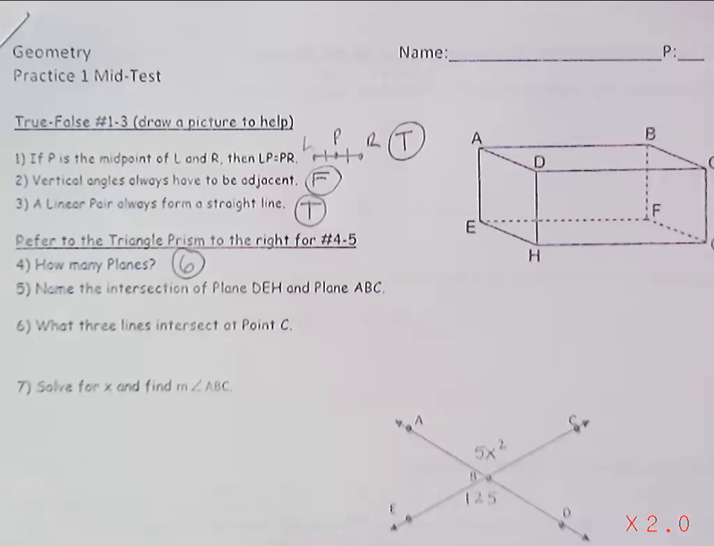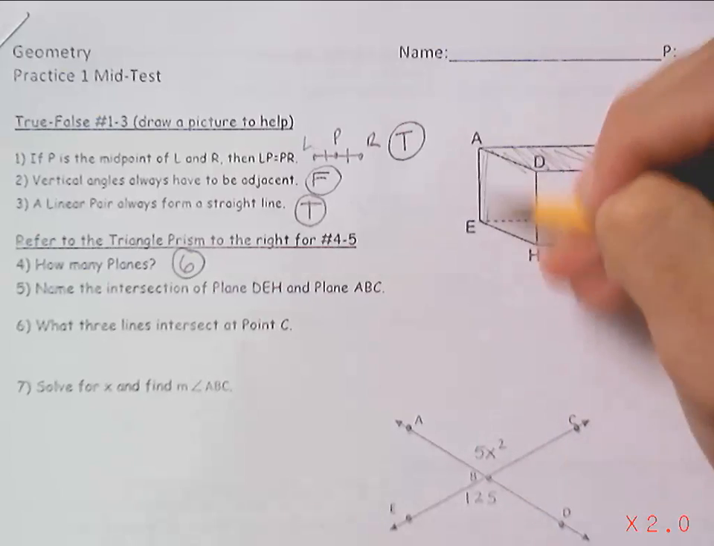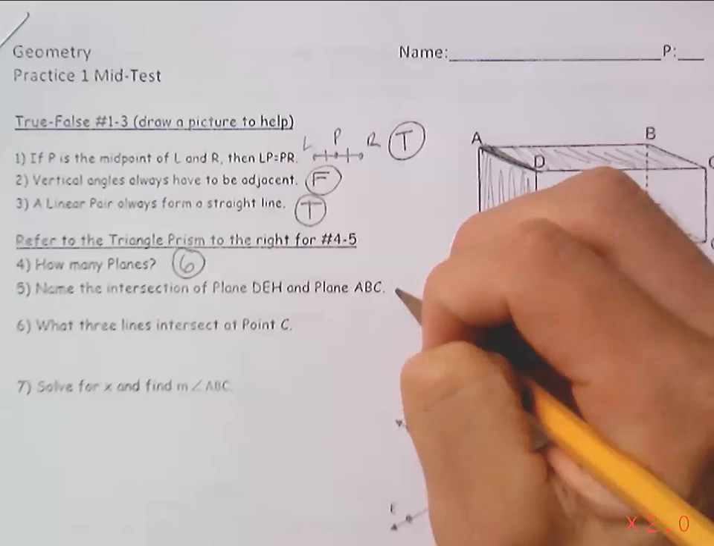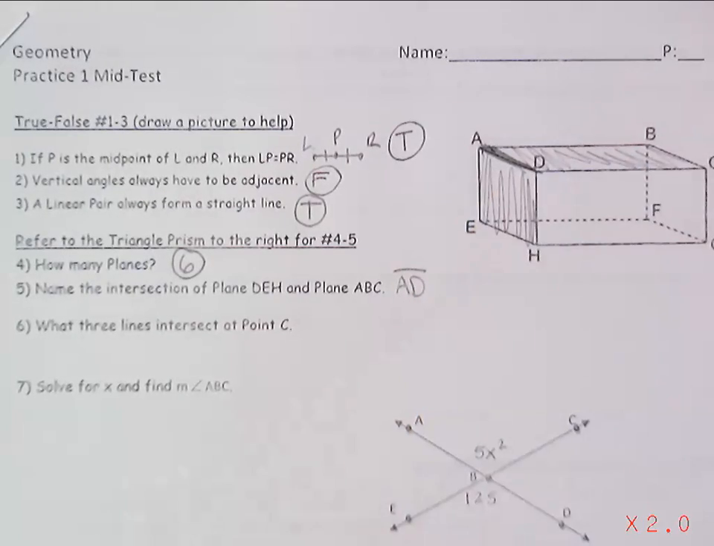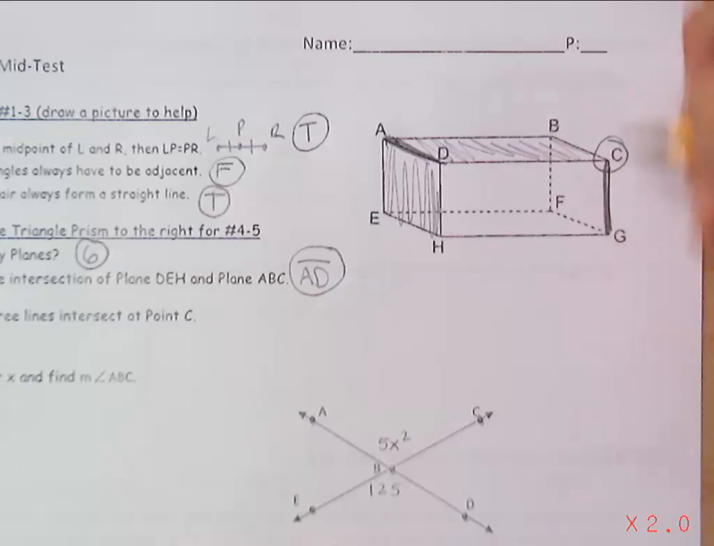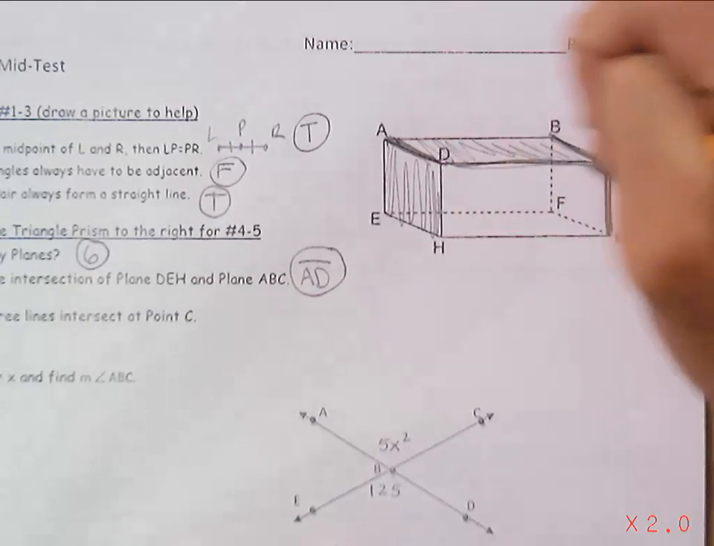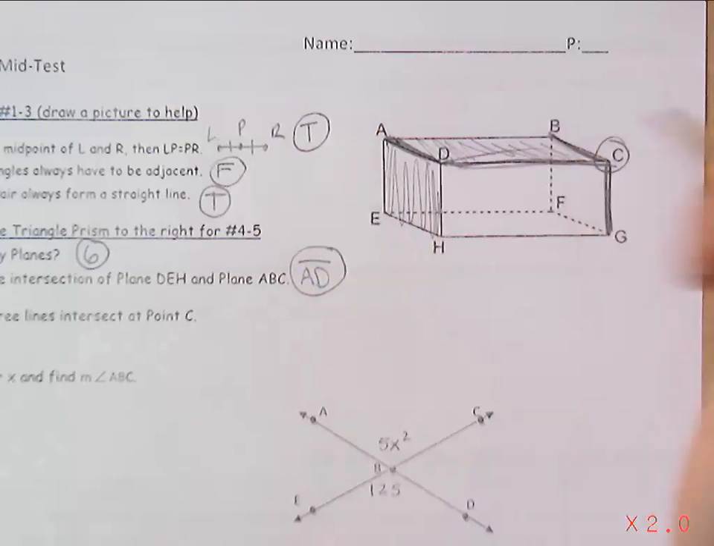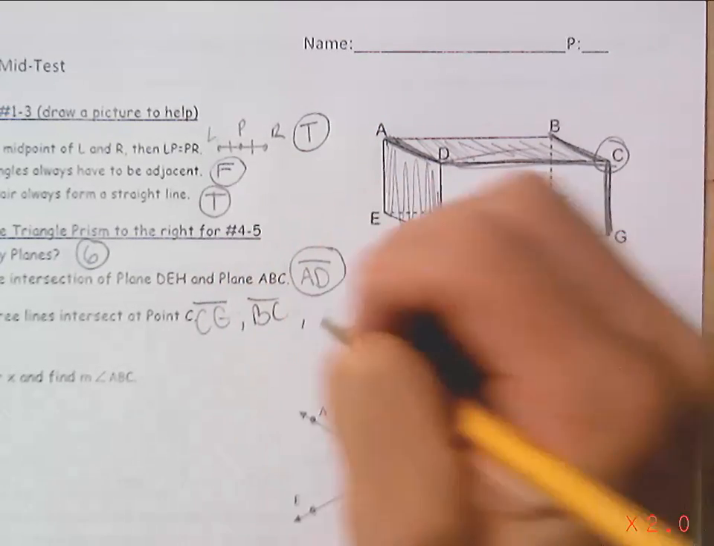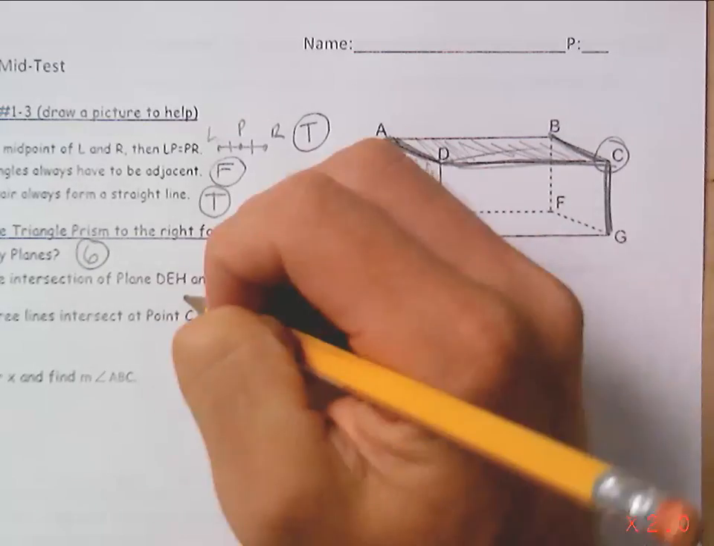Okay. Number four refers to our picture right here, so let's go ahead and do number four. How many planes? Well, you're going to have 1, 2, 3, 4, 5, and 6. So there's 6 different planes on this, so we're just going to write 6. Name the intersection of plane DEH and plane ABC. Well, ABC is on the top right here, and DEH is right here on the side. So their intersection is going to be right along this line AD. So we're just going to say AD and make sure we label it as a line.